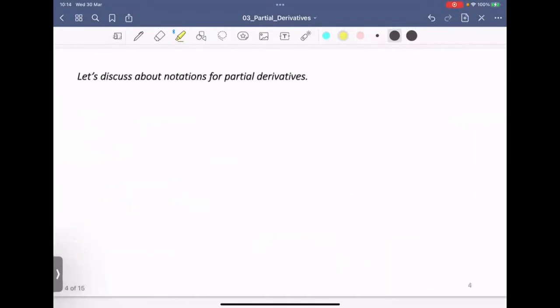All right, so let's discuss the notation of partial derivative here. So we have notations that we're going to use. For partial derivative with respect to x, what are we going to use? We can use f subscript x at (a, b) here. This is one notation that you can use. Or you can use derivative of f with respect to x at (a, b) here.